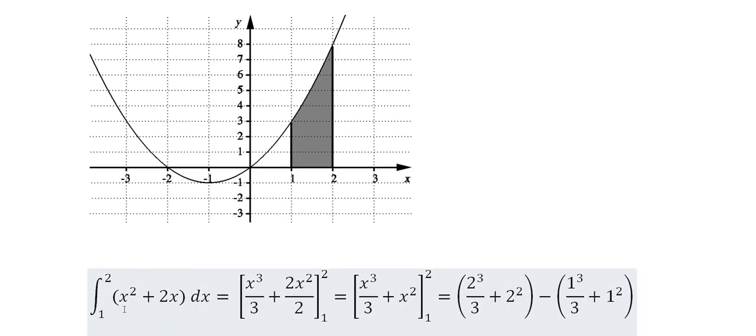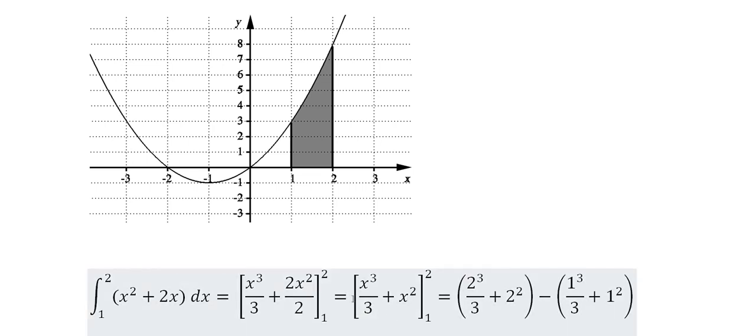The integral of x squared plus 2x from 1 to 2. First, we find the primitive of this function. So it will be x cubed over 3. This will be 2x squared over 2. We can simplify this, 2 and 2, so it's just x squared.